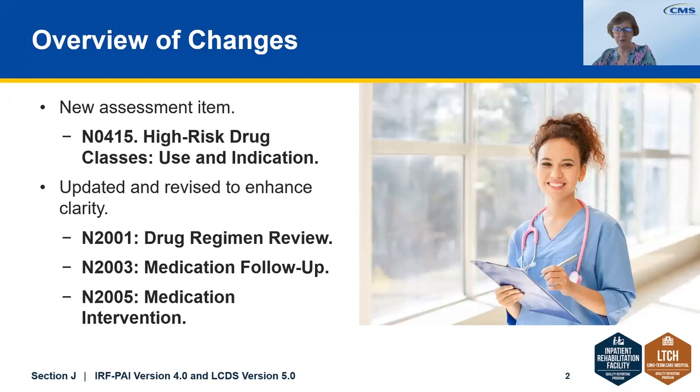We begin with an overview of the changes to items in Section N. Section N can be found in the IRF-PAI on page 16 and in the LCDS on page 20. There is one new assessment item, that's N0415, high-risk drug classes, use and indication. And then the drug regimen review items you are already familiar with, N2001, drug regimen review, N2003, medication follow-up, and N2005, medication intervention. These items have been updated and revised to enhance clarity.